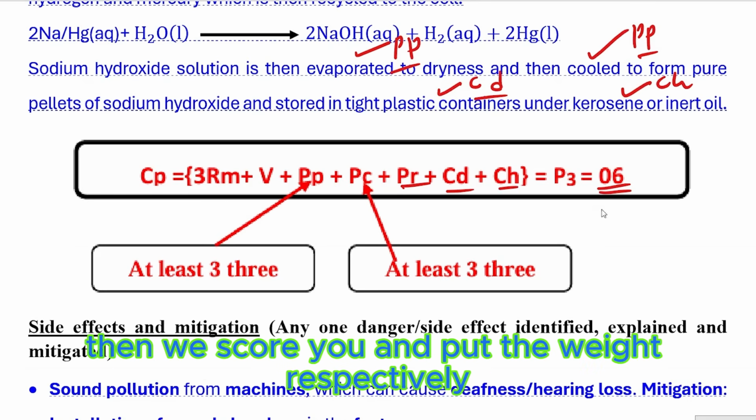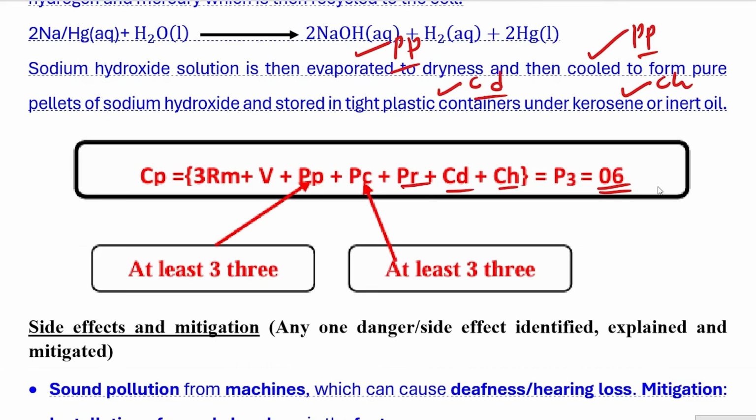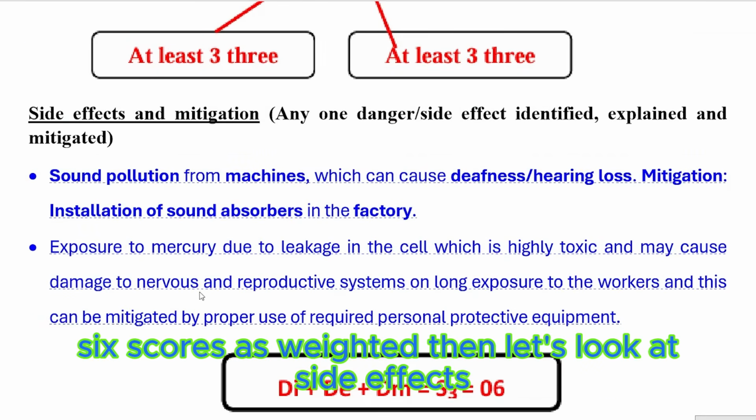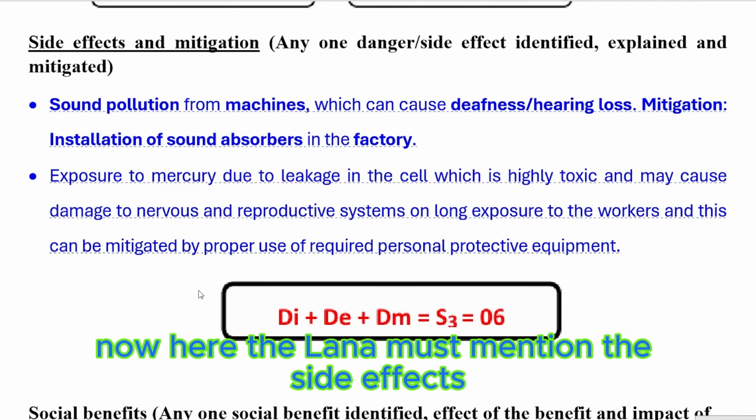Then we square you and put the weight respectively. Last year, the process had 6 weights, 6 scores as weighted. Then let's look at side effects. Now here, the learner must mention the side effects.